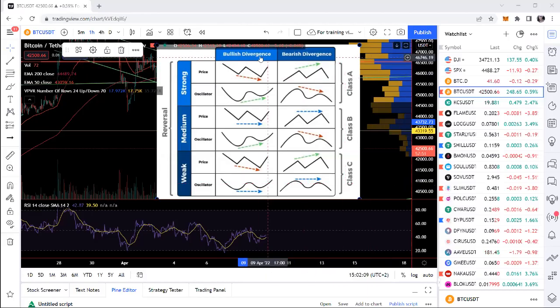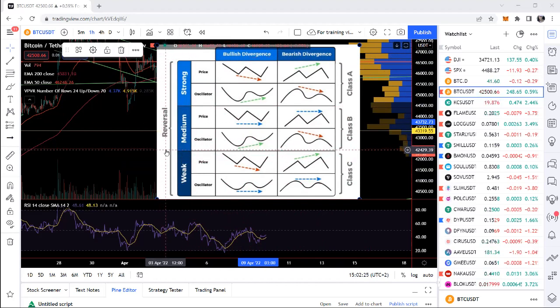Bullish and bearish divergences. I'm also going to go through the hidden bullish and bearish divergence here for you. But right now, I want to just show you the normal, ordinary bullish and bearish divergences. This is for reversal ideas. So in other words, trend reversal ideas.